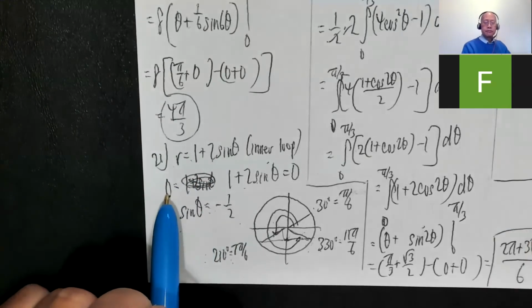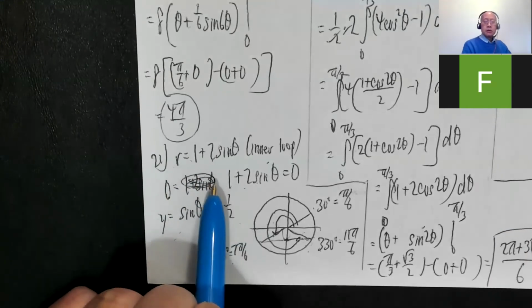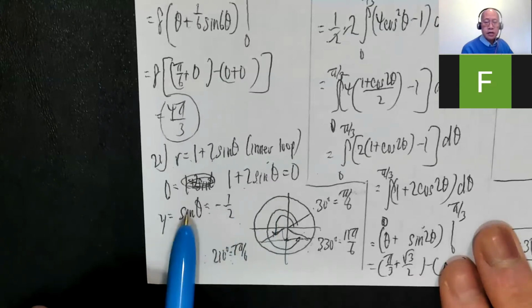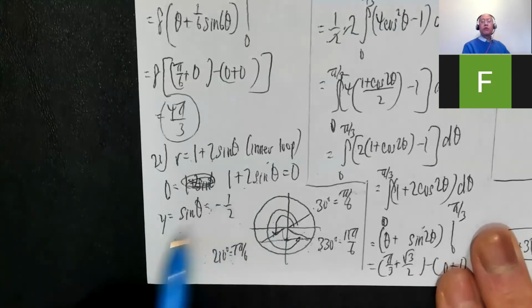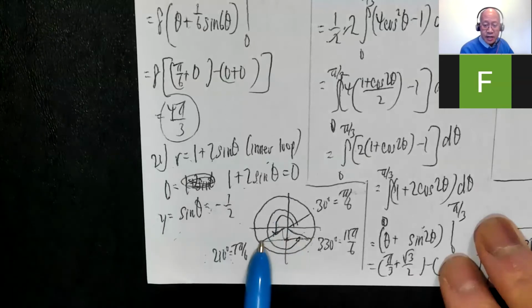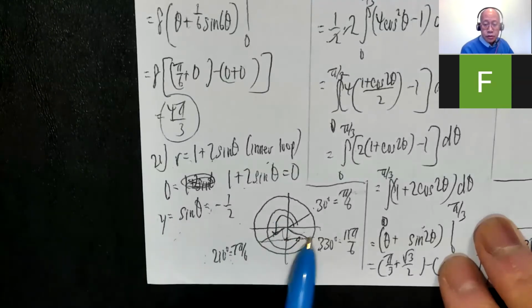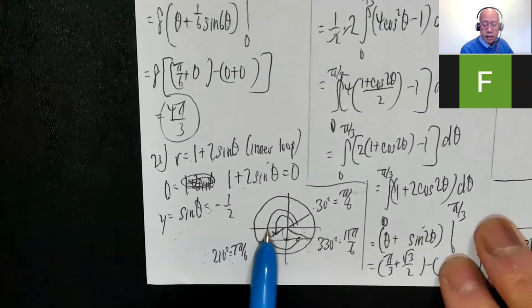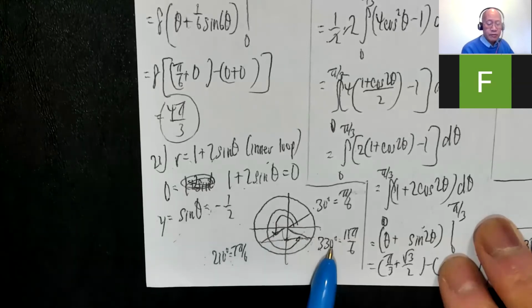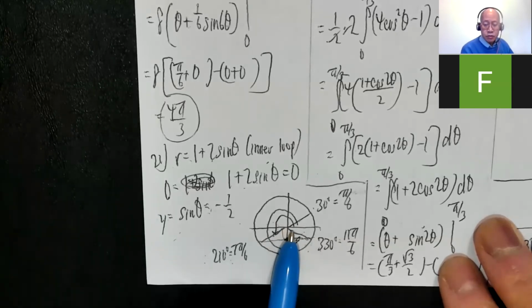by setting it equal to 0. So in other words, 1 plus 2 sine theta is 0. A little bit of algebra. Sine of theta is -1/2. So y coordinate is -1/2. That's here and here. Okay, so that looks like a reference angle of 30 degrees. That looks like a reference angle of 30 degrees. That's 7 pi over 6 and 11 pi over 6. And that would give me the inner loop.